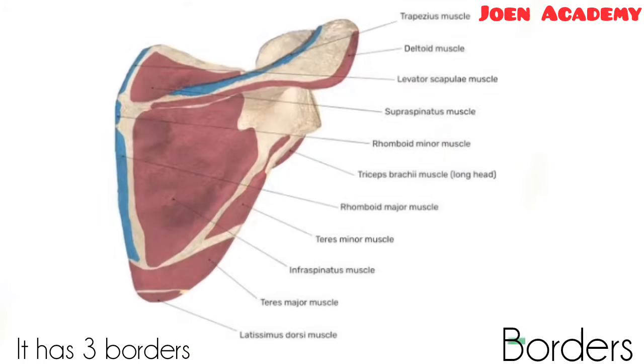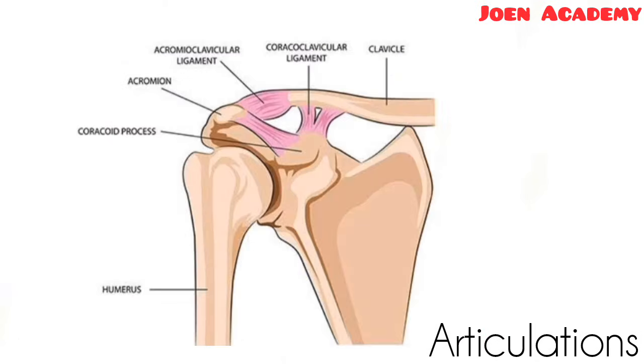The superior border is the shortest and the thinnest border of the scapula. It runs horizontally along the top of the bone. The medial border of the scapula runs parallel to the spine and is also known as the vertebral border. Let us look at the articulations with this bone. The scapula has two main articulations. They are the glenohumeral joint and the acromioclavicular joint.